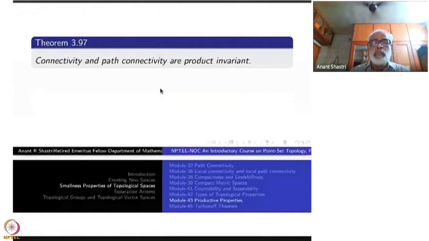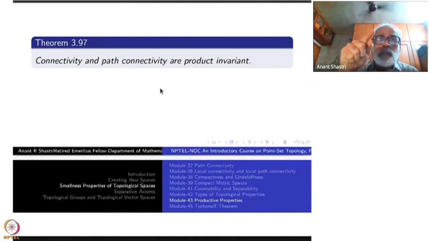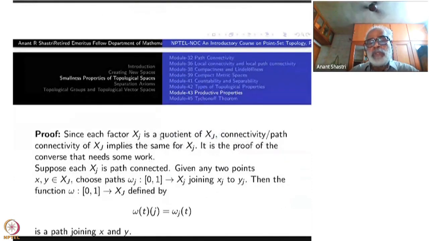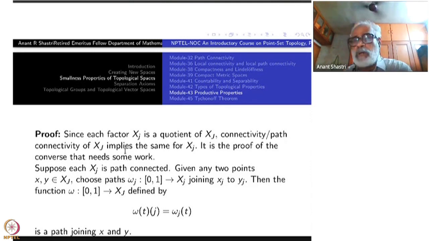So with these conventions, you will see that many proofs can be written very, very tersely. The idea becomes extremely clear. The first thing I want to prove is that connectivity and path connectivity are product invariant, which is at the bottom of our list, 6 and 7. These concepts were the first things which we considered in our chapter. Now each factor Xj is a quotient of X, right? Open quotient actually. Any open continuous surjective map. Connectivity, path connectivity of X implies that of Xj. This we have seen several times. So this part is all right. It is the proof of the converse that needs to be worked out. Namely, if each Xj is connected, path connected, then the product X is connected, path connected.